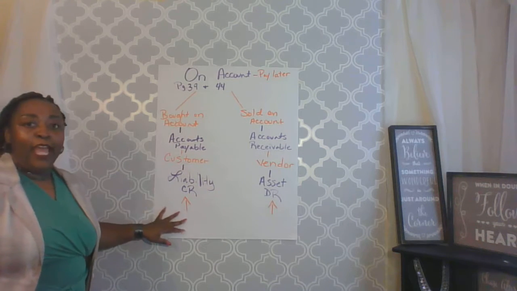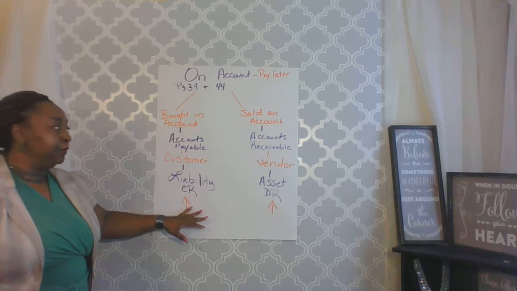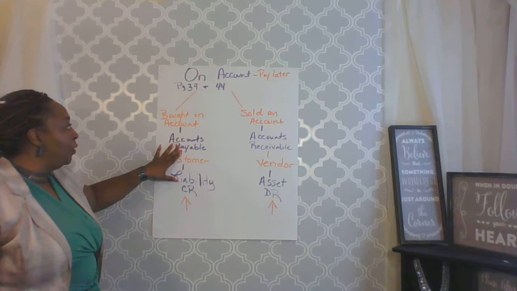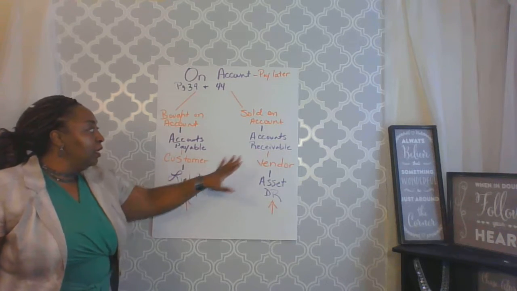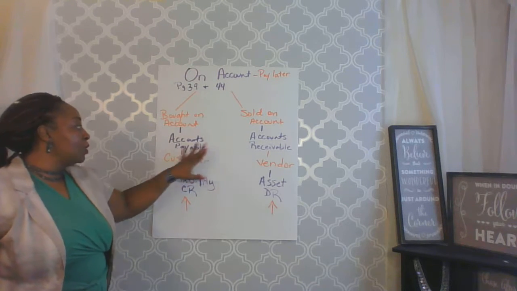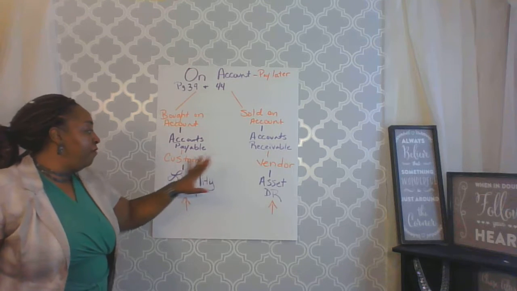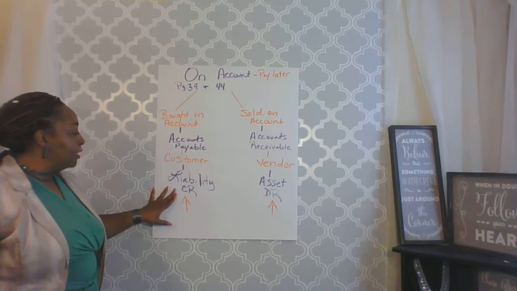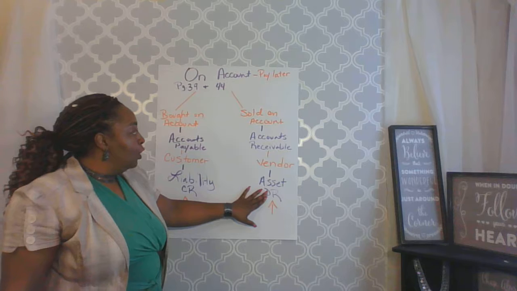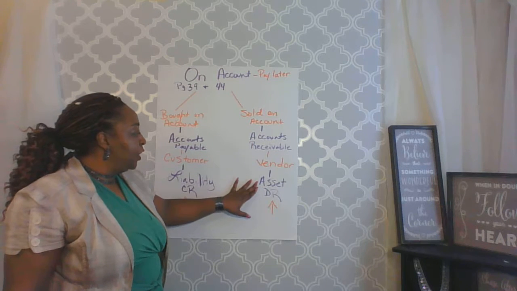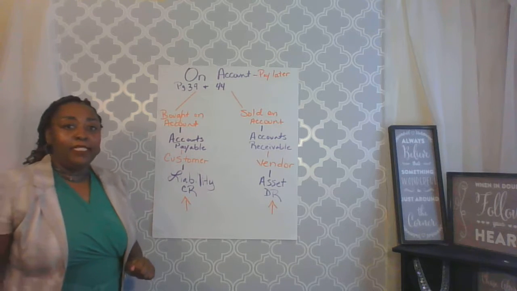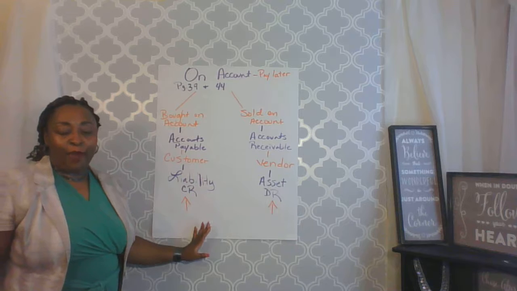I usually have my students make a little tree. On account, bought or sold. Bought on account is accounts payable, sold on account is accounts receivable. We're either a customer or a vendor. Liability, normal balance is credit, and our liabilities go up when we buy. Sold on account, accounts receivable, vendor, assets are going up when we sell. So that is the concept of on account.